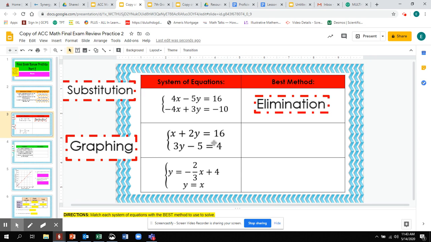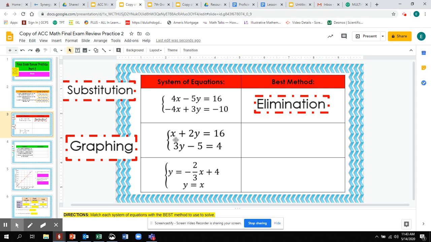Next, I have x plus 2y equals 16 and 3y minus 5 equals 4. Well, if I look at my coefficients, I notice that x has a coefficient of 1 and this y has a coefficient of 2. In my second equation, I don't have an x, but my y has a coefficient of 3. Well, none of those can be easily eliminated, so instead I'm going to look at either substitution or graphing.